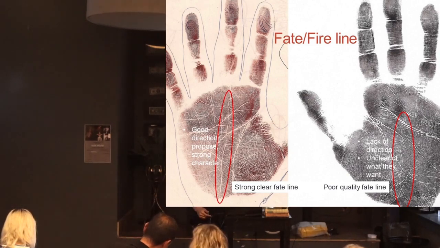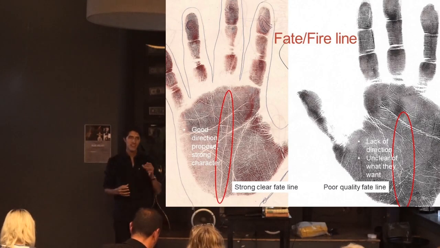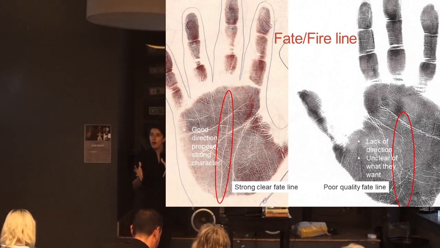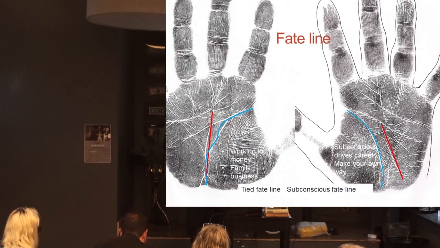Conversely, somebody without a fate line finds it very, very hard to find reassurance in what to do. They could be doing something that is absolutely perfect for them, but they still don't quite feel it's just right because the fate line hasn't developed yet. Depending on where the fate line commences, it relates to the drive in which someone's career is pursued.